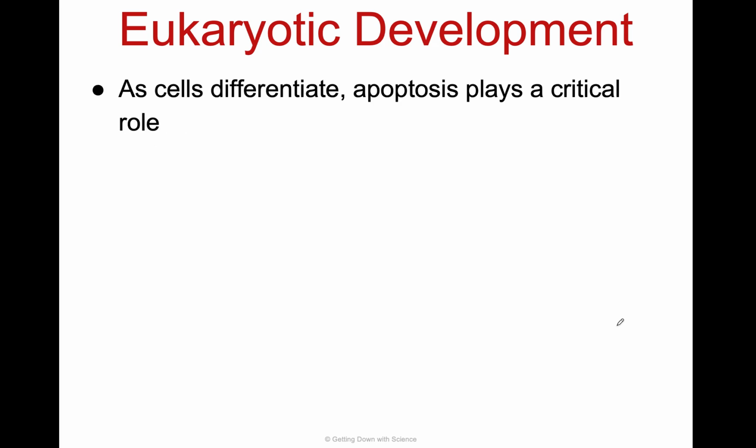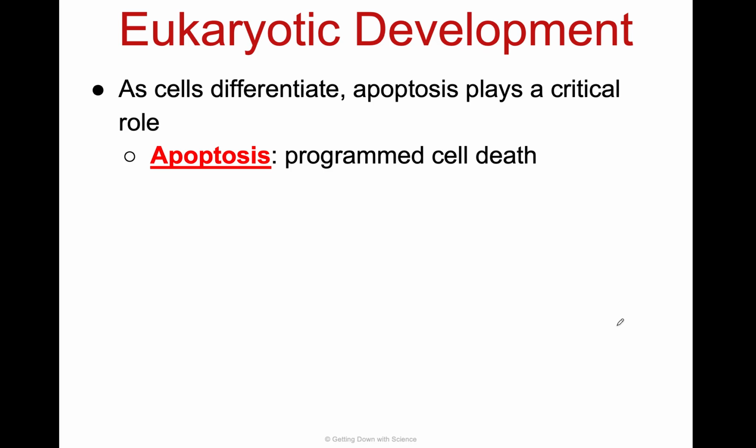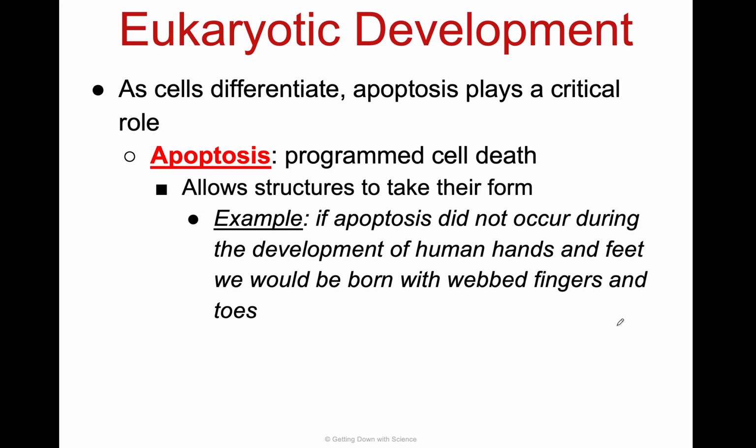All right. As cells differentiate, apoptosis, programmed cell death, plays a critical role. It allows structures to take their form. So, for example, when we are in the womb, we have webbed hands and feet. Apoptosis goes through and breaks all of those skin cells and all those cells that are like the webs in between.